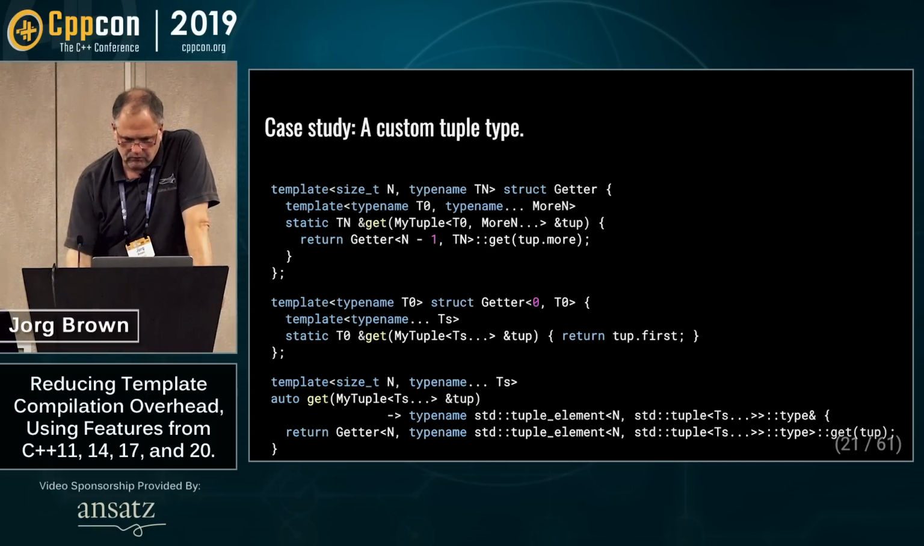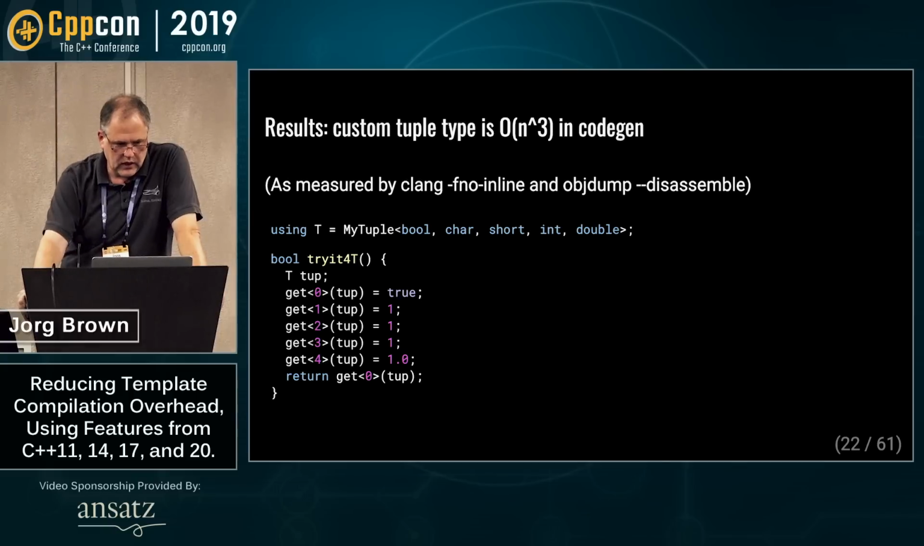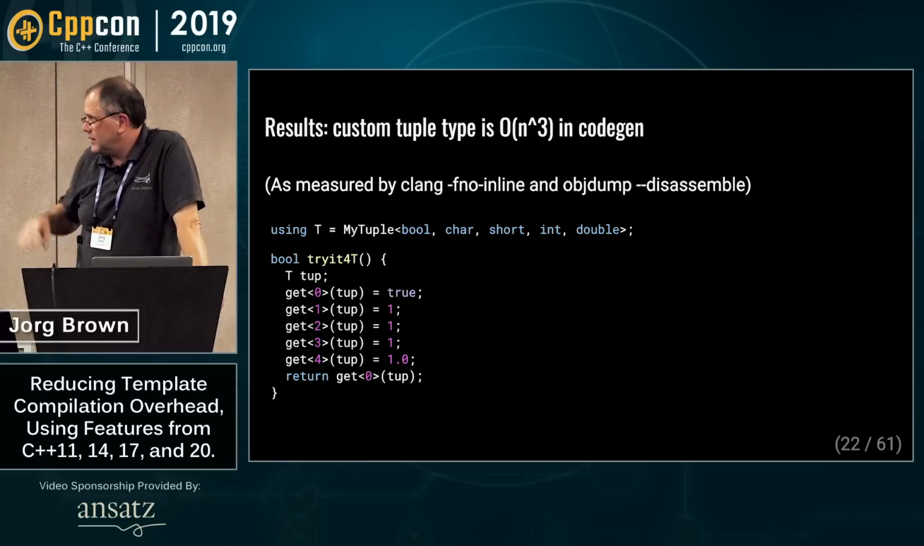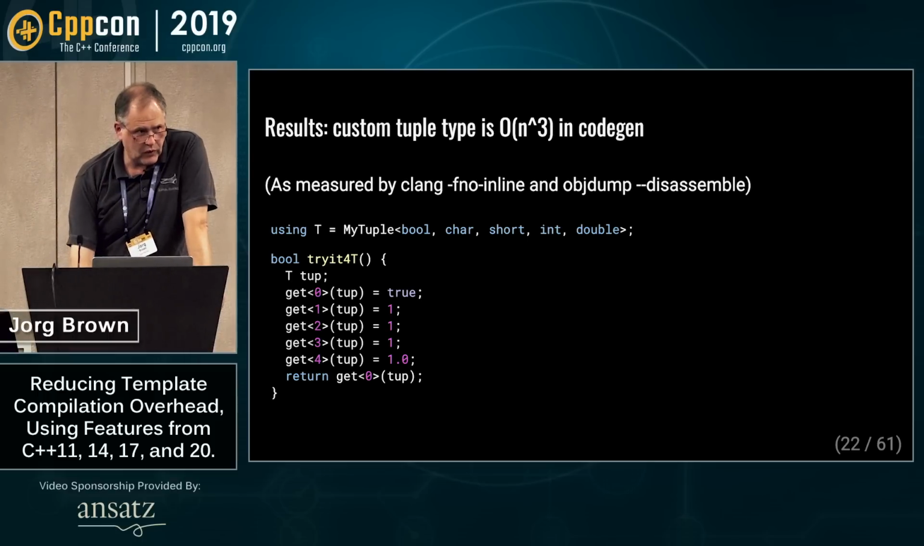So, what do you think of this code? Is it O(n squared)? Turns out, even for this relatively simple code, it's worse. This is O(n cubed). For example, let's say we instantiate a tuple with 5 elements, we'll initialize them all, we'll return the first one, and we'll look at what symbols actually get generated.